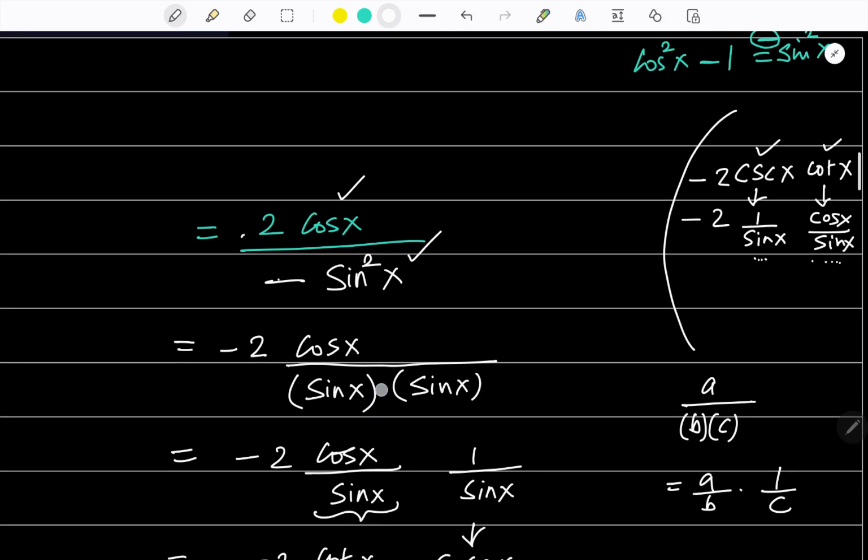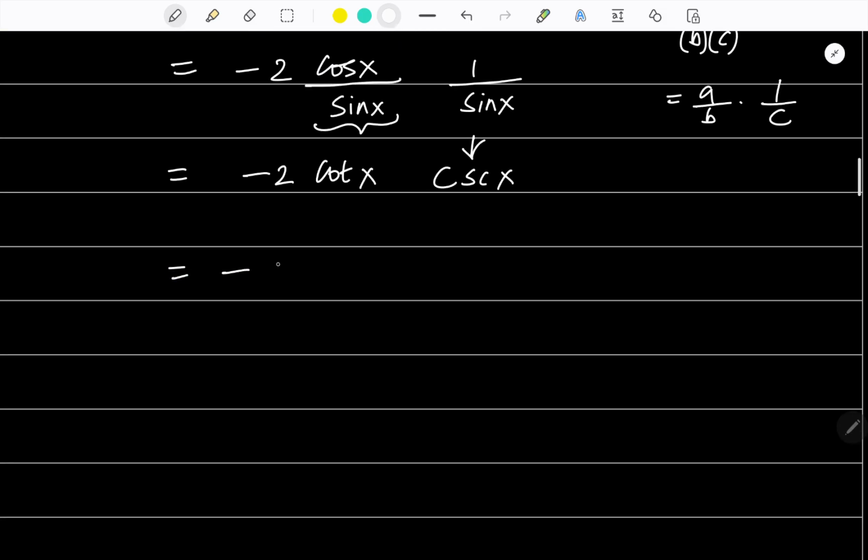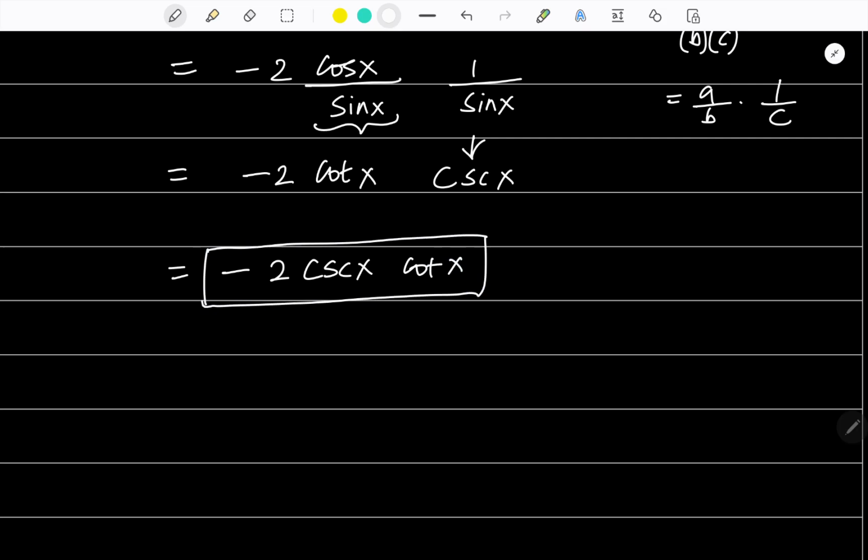Minus 2 cosecant x cot x. Yes, I got it. So this is minus 2 cosecant x cot x, which is my answer. What is it equal to? My right hand side answer. So the left side is equal to the right side. Therefore, we verified the identity.